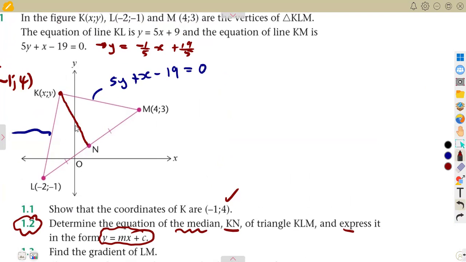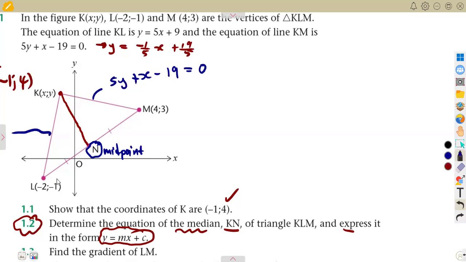So what is happening is that N is the midpoint. For this to be a median line, a line which divides this triangle into two equal parts, it means that this point N is the midpoint. So it is drawn to the midpoint of the line. That is the median concept.